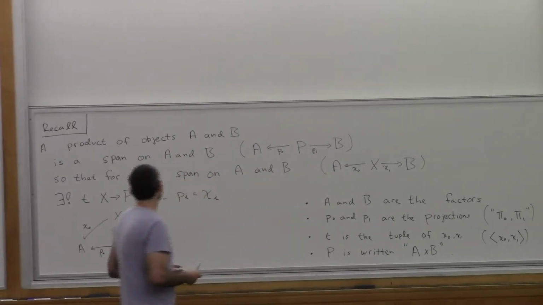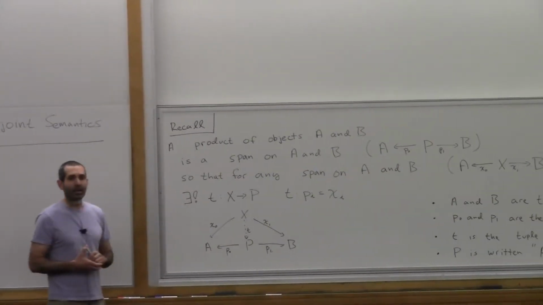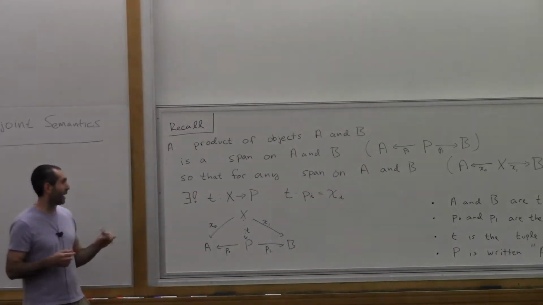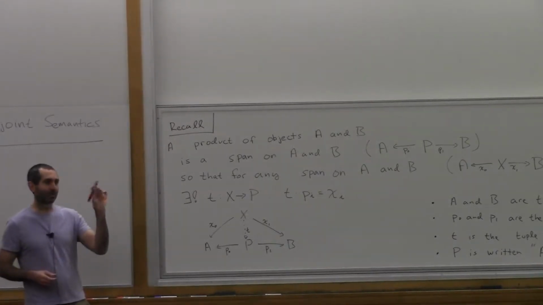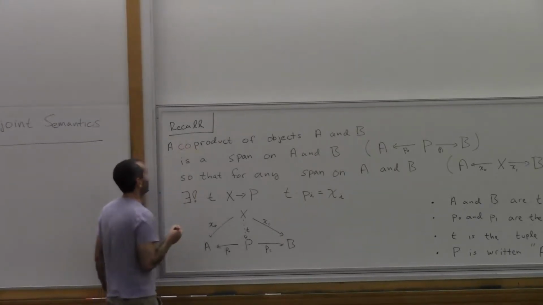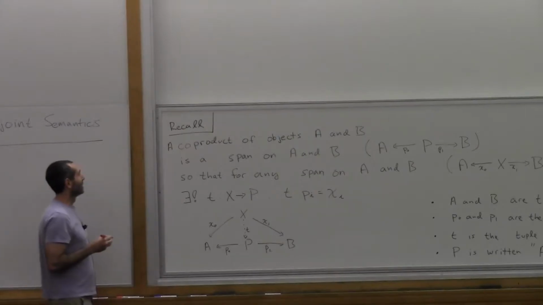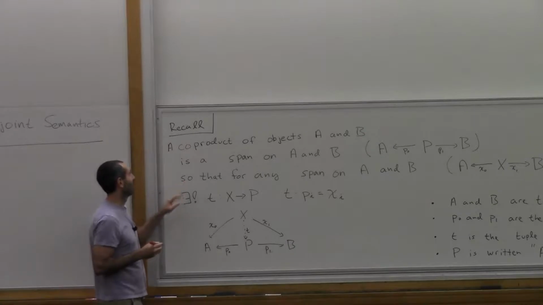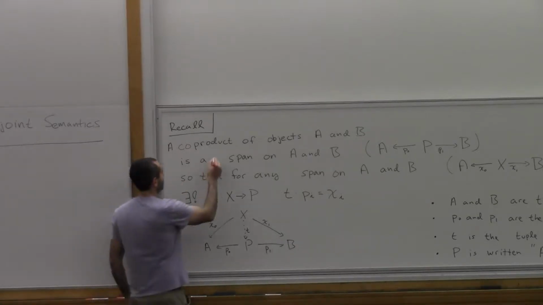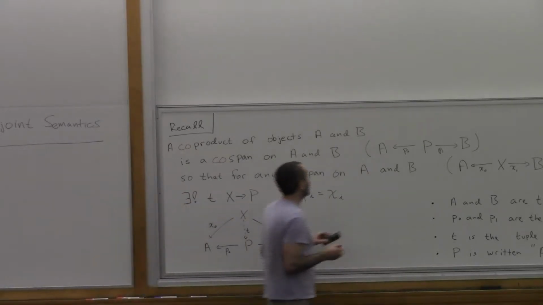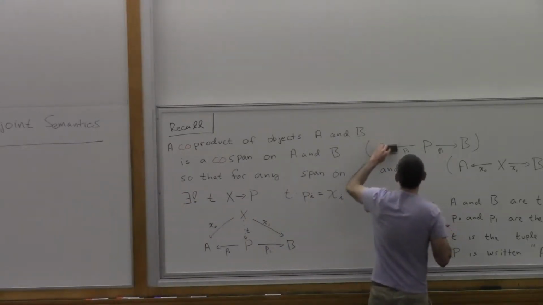Okay, so I remind you of this from last time, the definition of the product, so you should already have this. But now, through the magic of duality, my special dual pen here, I will now introduce to you the co-product. Okay, so if the product of A and B is a span on A and B, what do you suppose a co-product of A and B should be? Okay, it's going to be a co-span, whatever that is, right? But that is a span, just with the arrowheads going the other way.